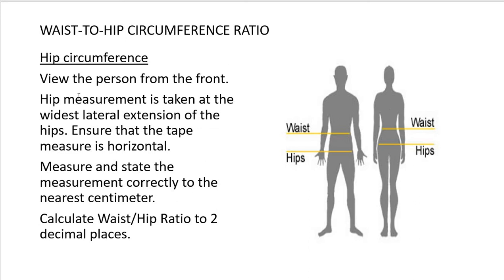Next is hip circumference. Here also one has to view the person from the front. Hip measurement is taken at the widest lateral extension of the hips. Which one is the widest? That lateral extension we have to take. And ensure that the tape measure is horizontal, and measure and state the measurement correctly to the nearest centimeter. After that we can calculate the waist hip ratio to 2 decimal places, means we have to consider 2 decimal places.